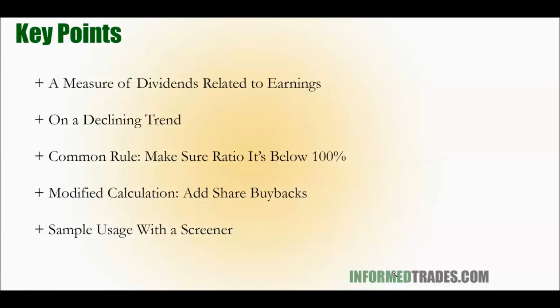Dividend payout ratio is a measure of dividends related to earnings. Payout ratio is on a declining trend, meaning the numbers have been getting smaller over the past decades. Common rule, you want to make sure the ratio is below 100%.